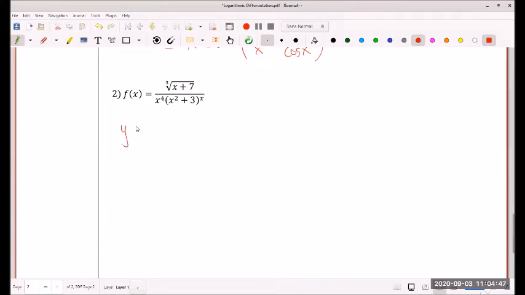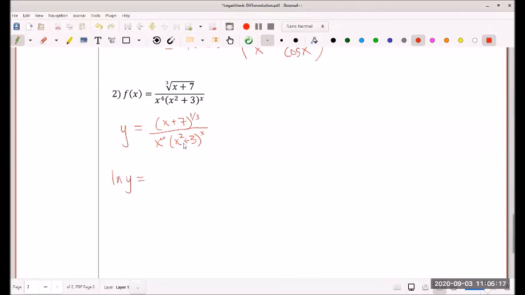Again, we'll rewrite this, replacing the f of x with y, and then we'll write these terms with the exponents, x plus 7 to the 1/3 over x to the 4th times x squared plus 3 to the x. Now this one, we would definitely want to use logarithmic differentiation when we have this sort of x to the power of x. Okay, we'll see how that works. So let's go ahead and take the natural log of both sides.